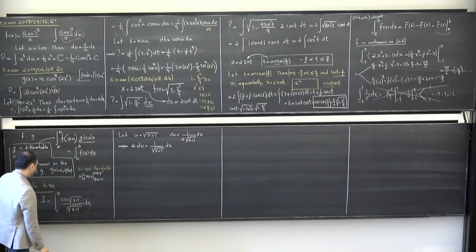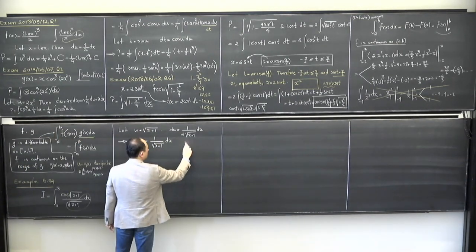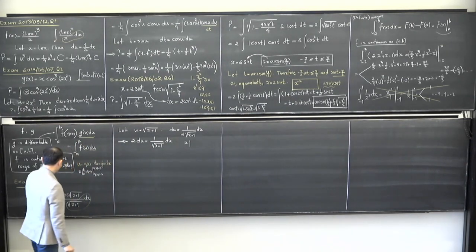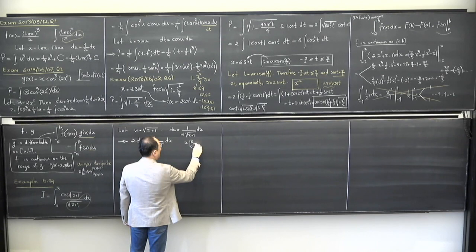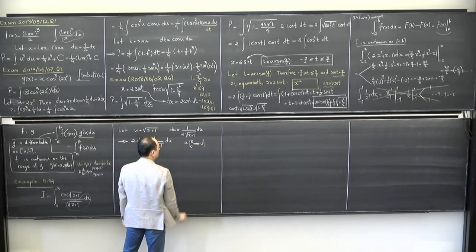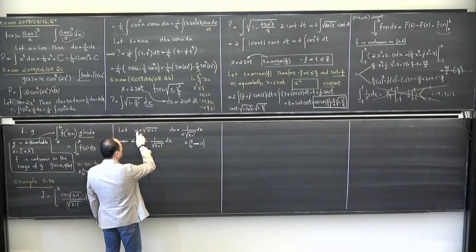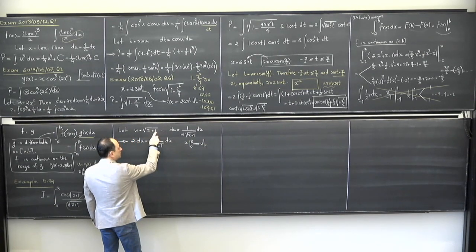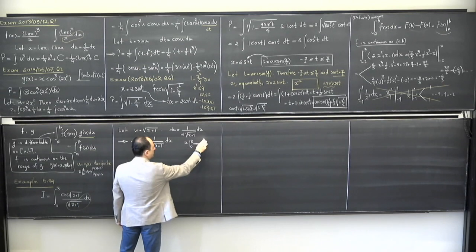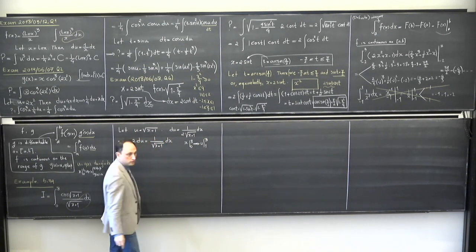Okay? And then I would ask myself: x goes from where to where? x goes from 0 to 8. This implies that u goes from where to where? If x is 0, I put 0 here, I get u equals 1. So when x is 0, u is 1. And when x is 8, 8 plus 1 is 9, square root of 9 is 3. So if x goes from 0 to 8, this implies that u goes from 1 to 3.